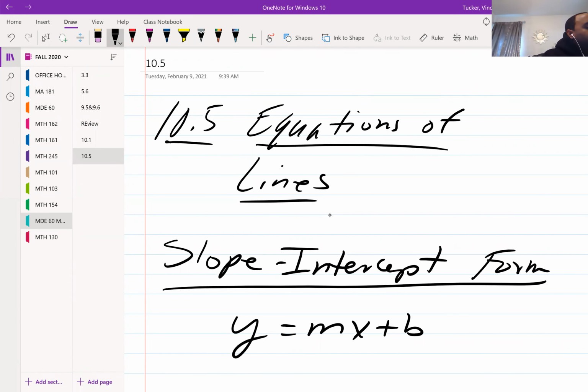All right, so we'll get started with 10.5 today. Last class we covered 10.4, which was slopes and graphing with slopes. Today we'll look at equations of lines.